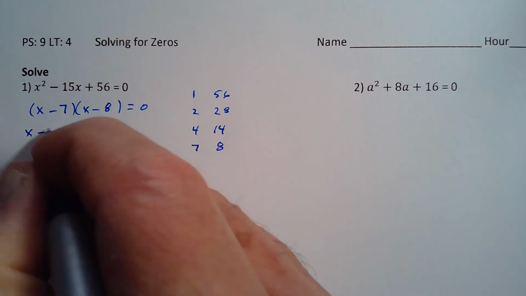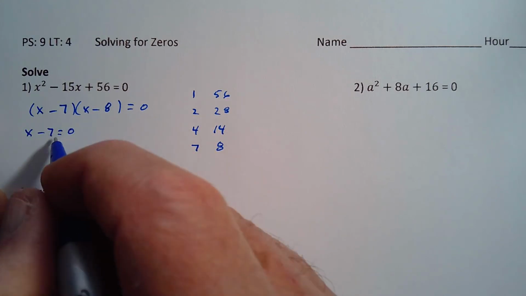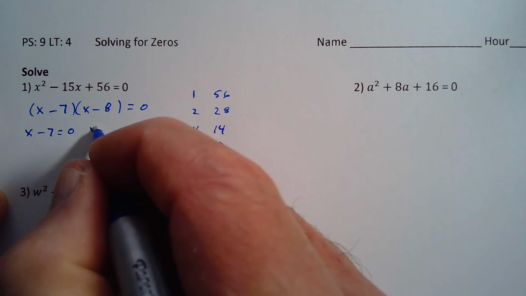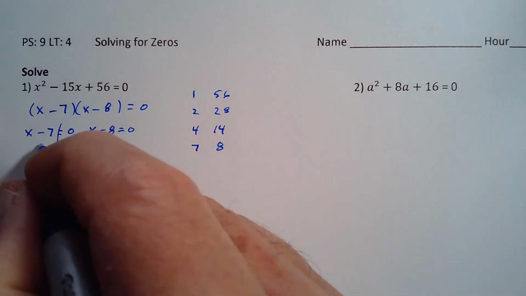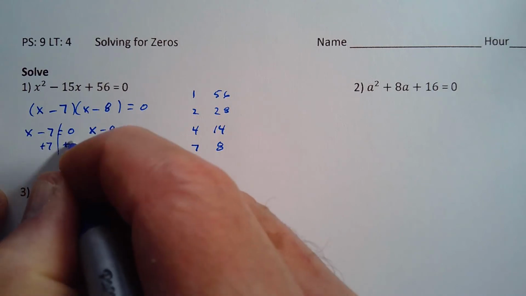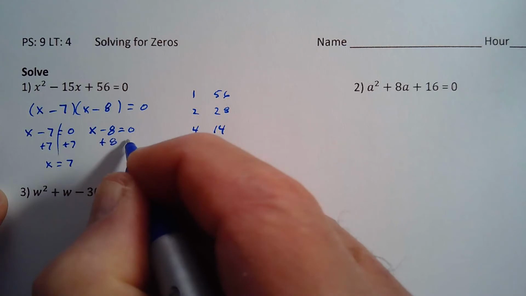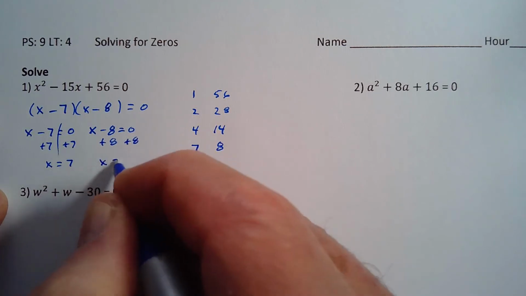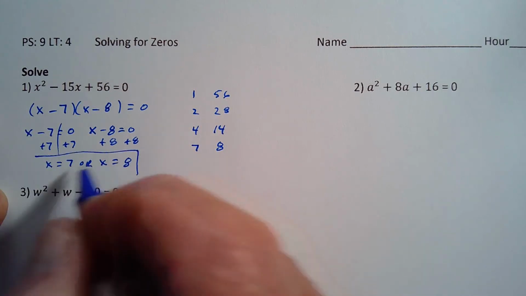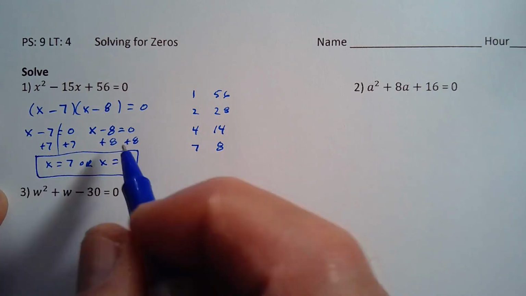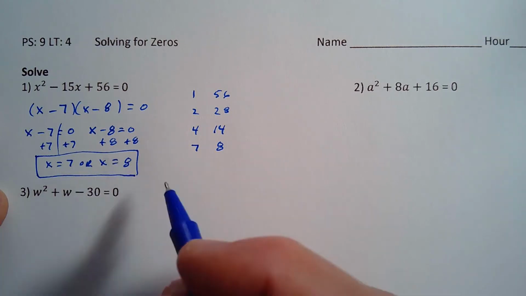So I'm going to do these little mini equations, setting each of these two binomials equal to 0, and then solving. And so I would add 7 and get x to be positive 7, and I would add 8, and I would get x to be positive 8. And that's an OR. So there's two answers with power 2 equations. There's two answers almost every time.